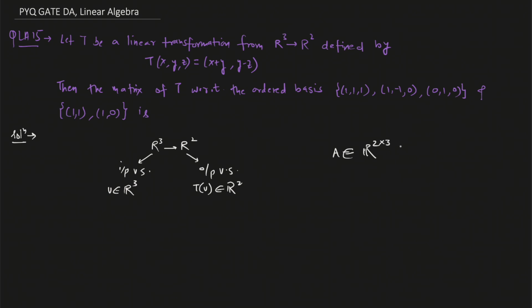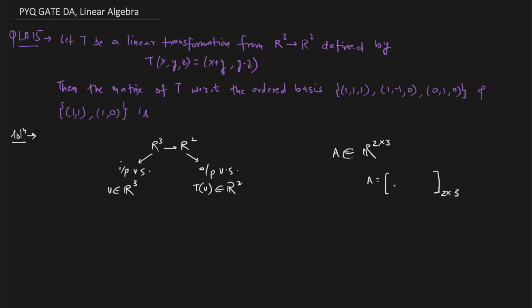Why? Because we already know that the second term belongs to the vector coming from the input vector space, and the first term belongs to the vector coming from the output vector space. And we already know that the input vector space is R3 and the output vector space is R2. So A is nothing but a 2 cross 3 matrix.